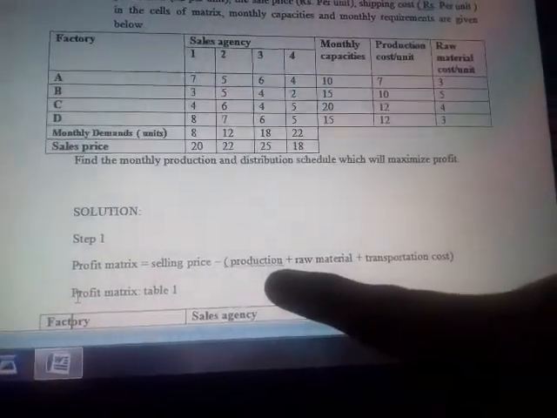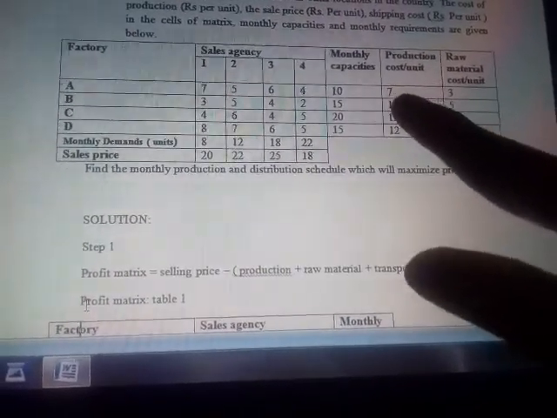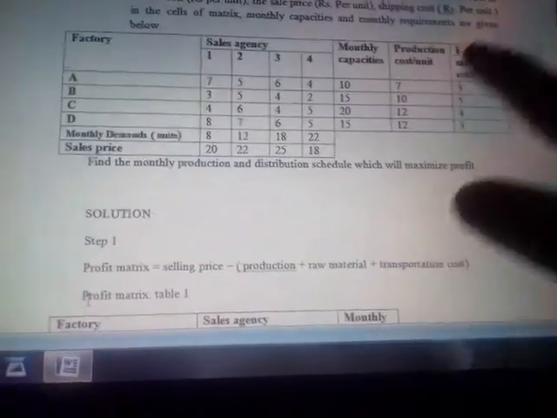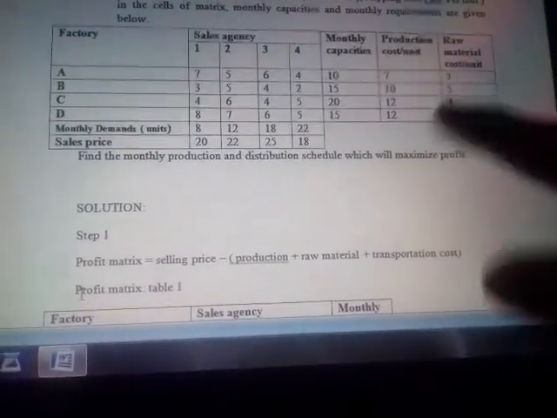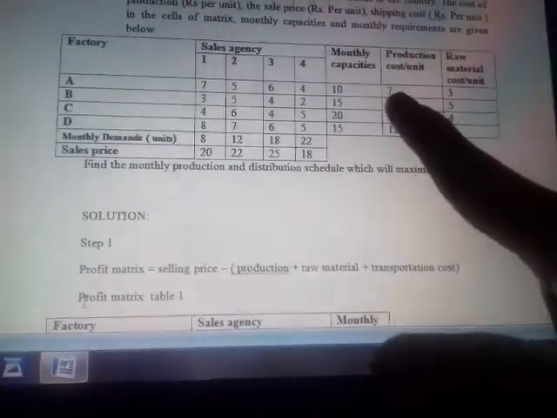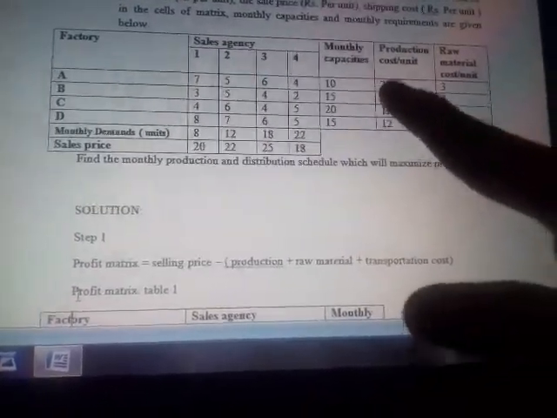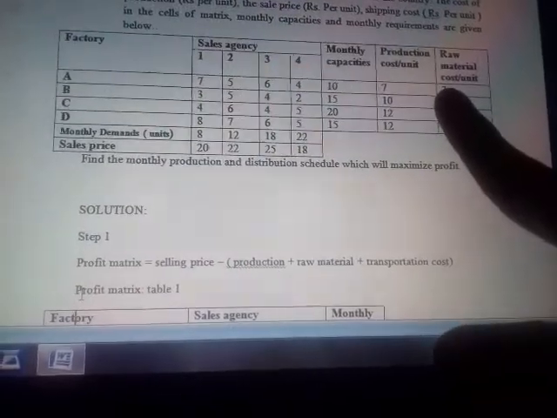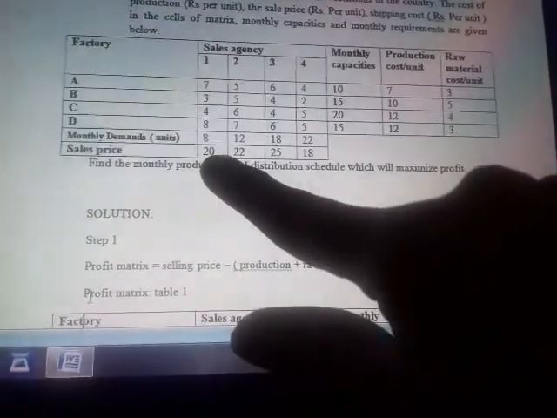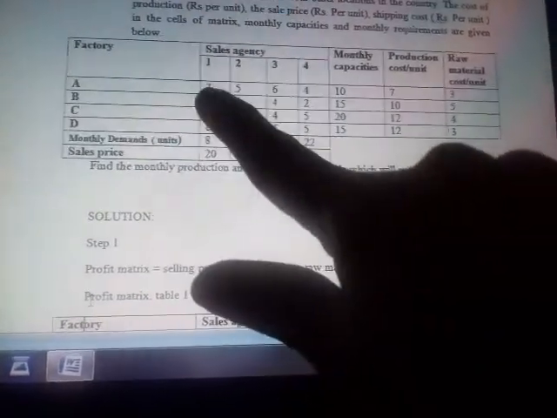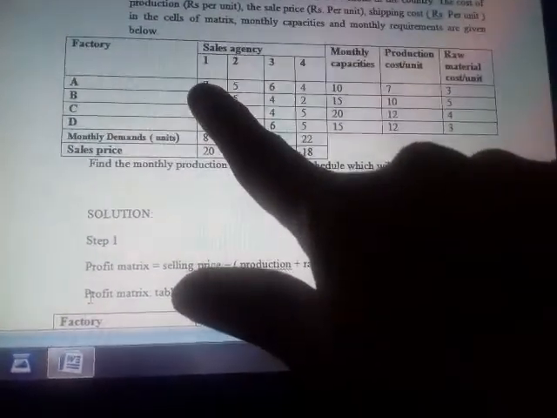So what is the production cost here? This one is the production cost for the first row, for factory A. Okay, raw material is 3. Then your transportation cost is this one. First you have to add all those things. 7 plus 3 is 10, 10 plus 7 is 17, and you have to subtract from 20. So 20 minus 17, you will get 3. So you have to put 3 here.